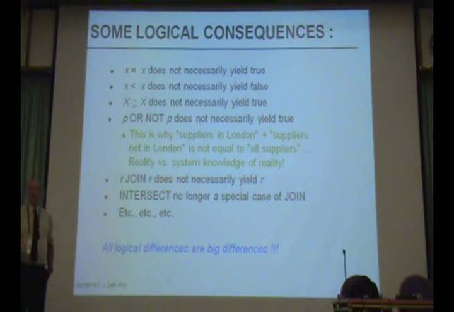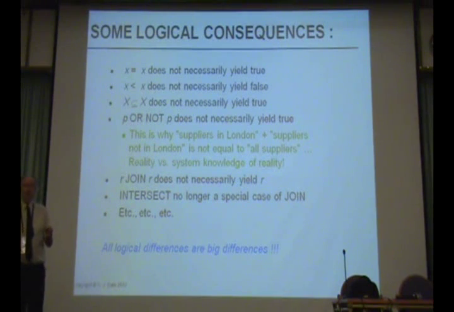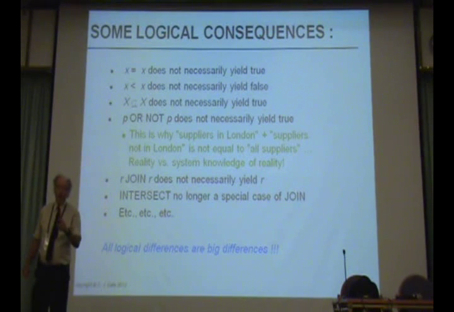R join R, in two-value logic, R join R is equal to R, but not in three-value logic. In two-value logic, intersect is a special case of join, but not in three-value logic, and on and on. Now, if you show a list of issues like this to most people, and I know because I've done it, the typical reaction is, who cares? I'm never going to write a query that says where x equals x. I'm never going to join a relation to itself. So why do I care about this stuff? Needless to say, that is the wrong reaction.